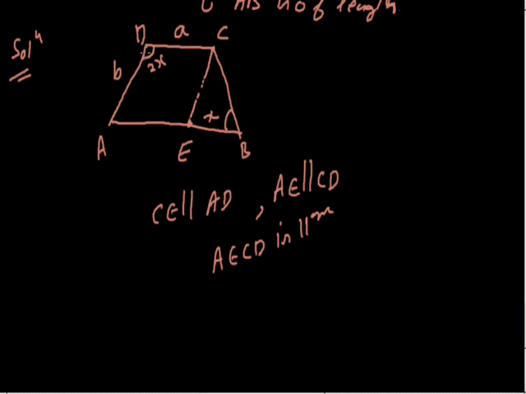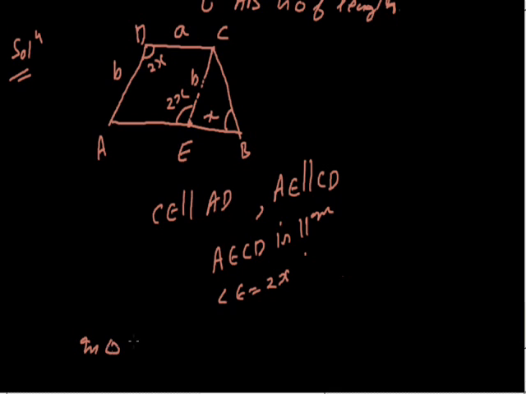Now, as AECD is a parallelogram, the opposite angles are equal. As angle D is equal to 2x, angle E should be 2x. And we know that the opposite sides of a parallelogram are also equal, so AD equals CE. AD is b, so CE is also equal to b.